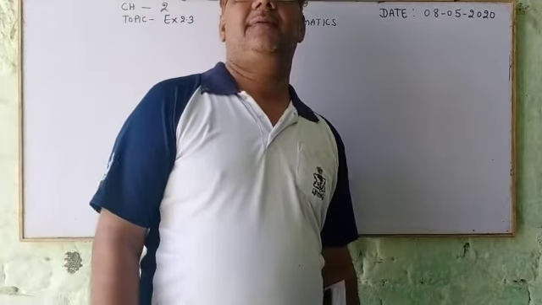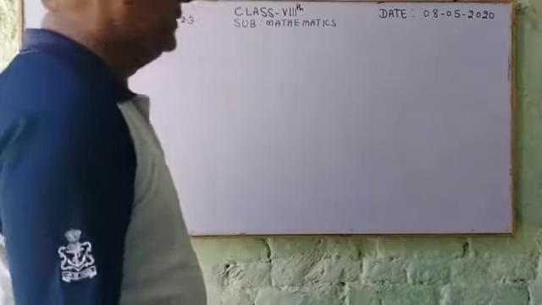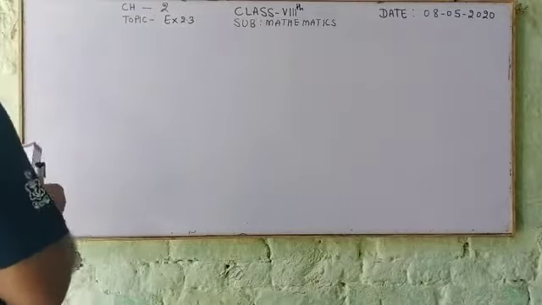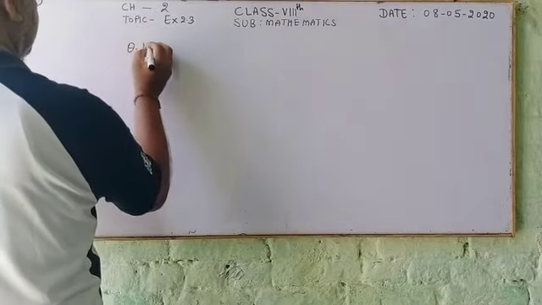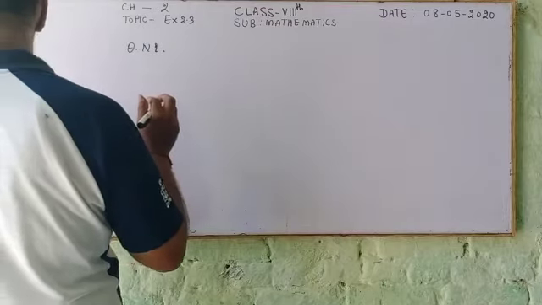We are proceeding to exercise 2.3 of chapter 2. Let us take the first question. Express the number in scientific notation.